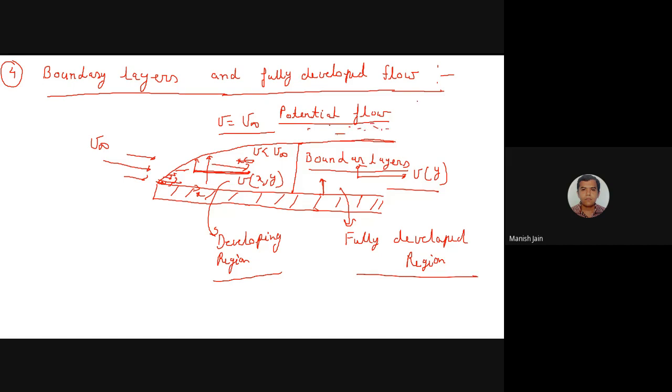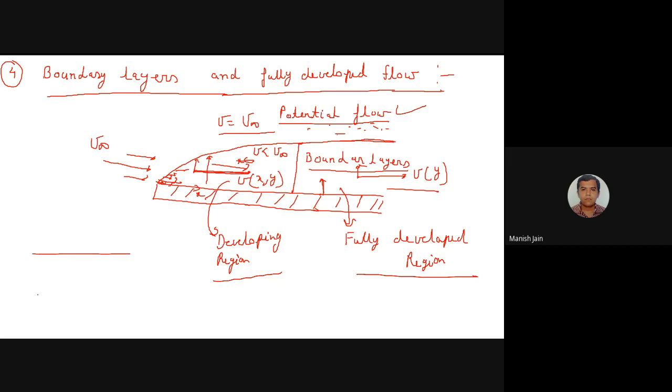And if you ask what is the velocity difference in the potential flow region, their velocity is equal at every point. Why? Because in that region there is no influence of the solid boundaries. Generally velocity changes due to the presence of a solid boundary only. Okay, so this is for the external flow.